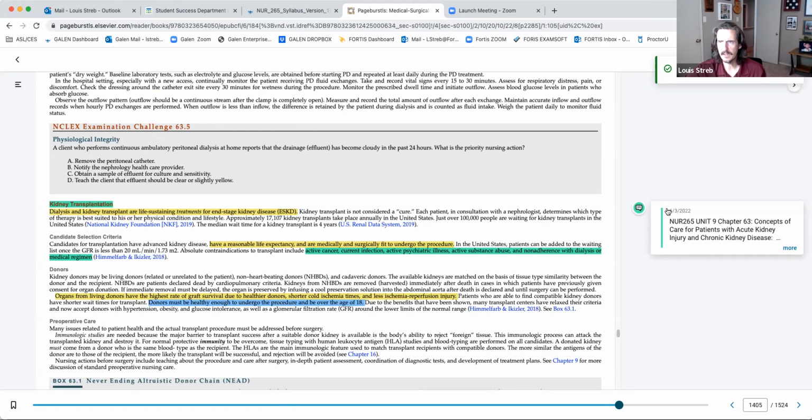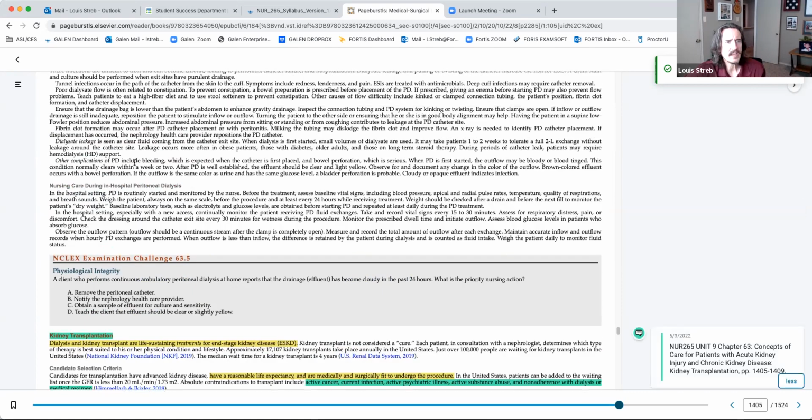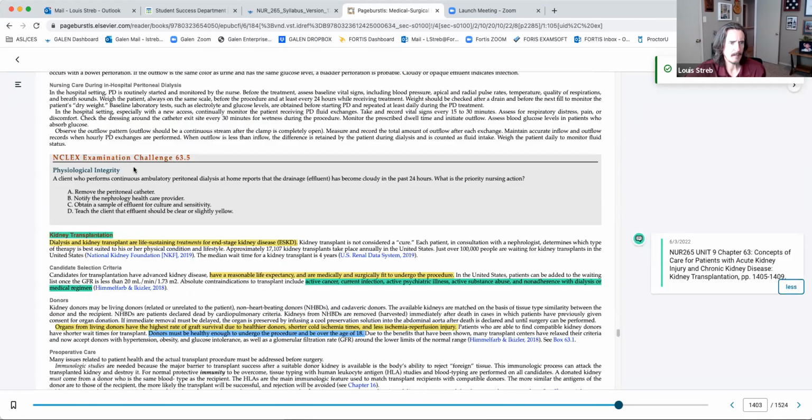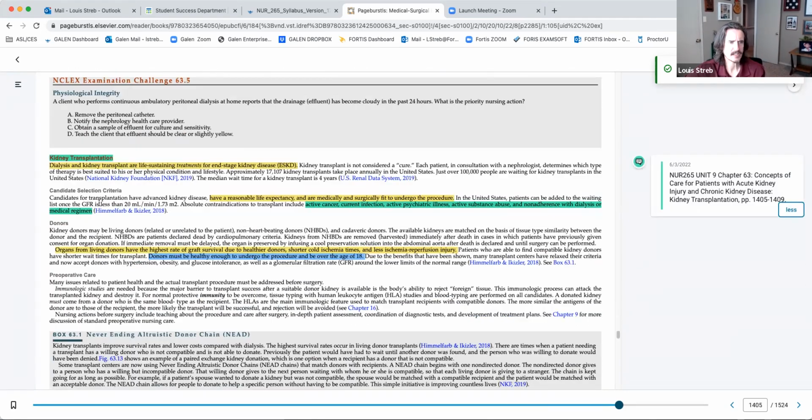So some of this, if you look at the date, I just did this recently, going back to look at it, we're talking about 1405, 1409. What do we need to be aware of? Right here on this page, it says kidney transplant. Patients who need kidney transplant are the ones who are on dialysis. We know that dialysis and kidney transplant are life-sustaining treatments for people with kidney disease. You have to do something.